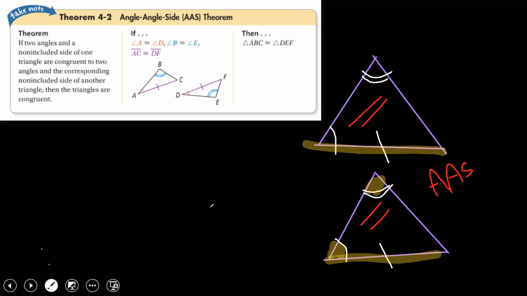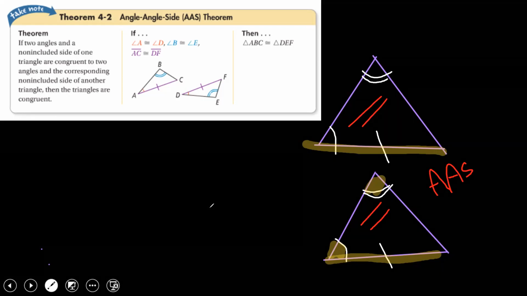So if two angles and a non-included side of one triangle are congruent to two angles and the corresponding non-included side of another triangle, then I will say that the triangles are congruent. This will be my new theorem. Later on, I will prove how this theorem can work.